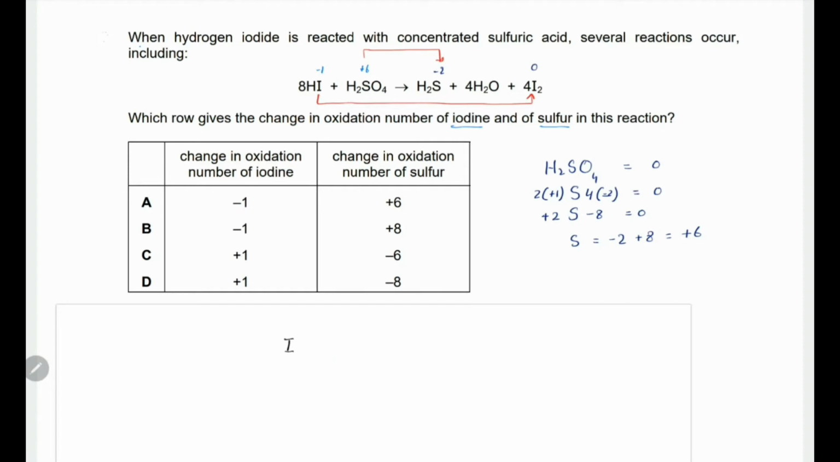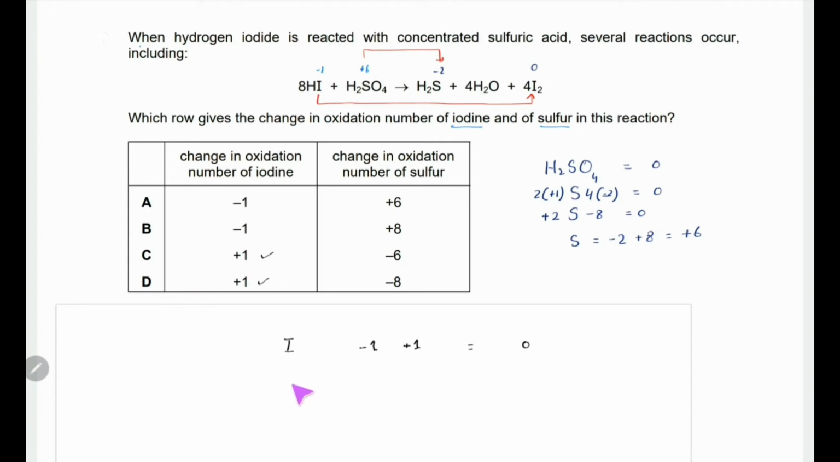In the reactant, it is -1 and in the product, it becomes 0. So the change is +1. When -1 and +1 cancel each other, we get 0. So +1 is for iodine. In the choices, we have +1 in choice C and +1 in choice D.